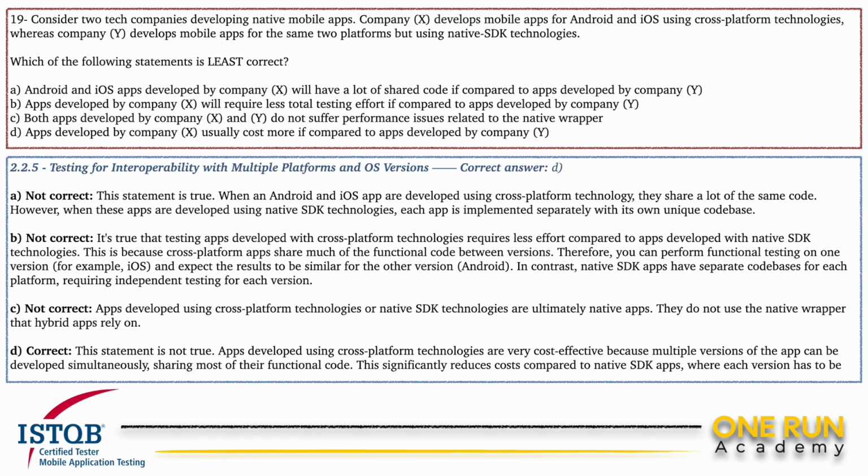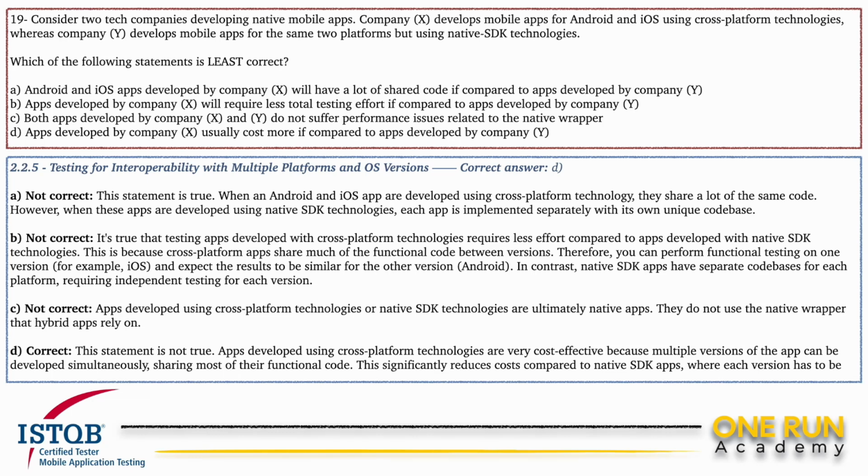So when an Android and iOS app are developed using cross-platform technology, they share a lot of the same code. However, when these apps are developed using native SDK technologies, each app is implemented separately with its own unique codebase. So option A is not what we're looking for.